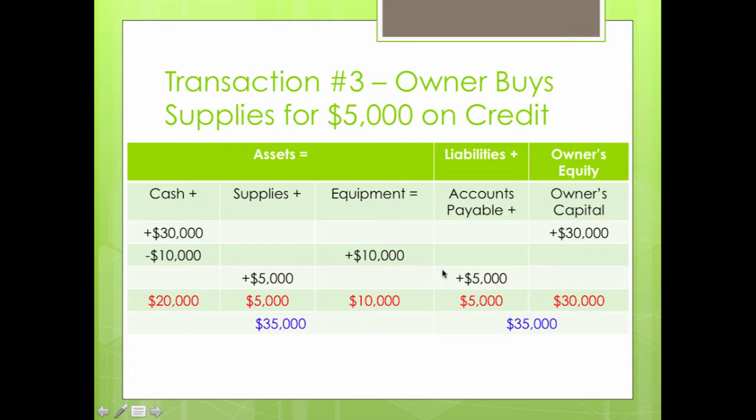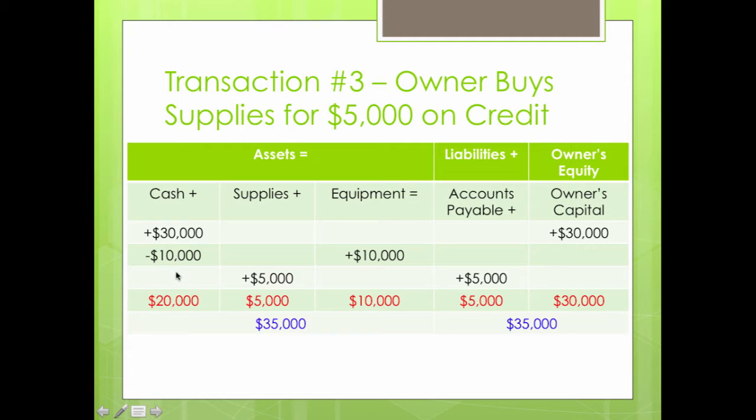And likewise, accounts payable started with $0, and because of the purchase on credit, the accounts payable account is now $5,000, and we bring it down in red. And then we bring down the balances of those accounts that were not affected by this event, and we make sure that the equation balances.